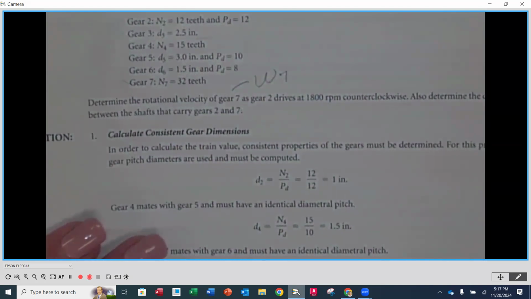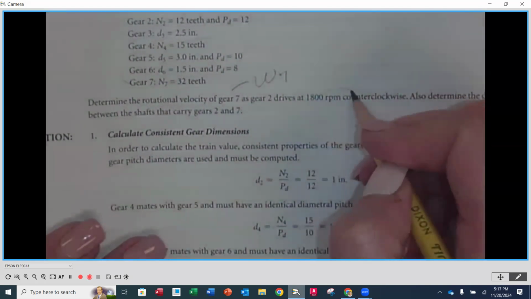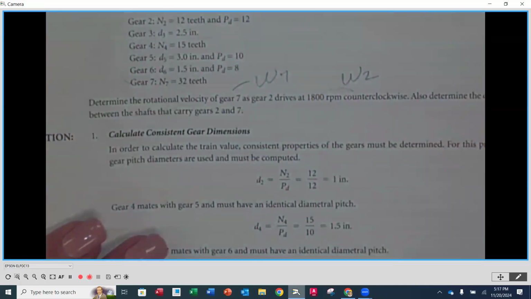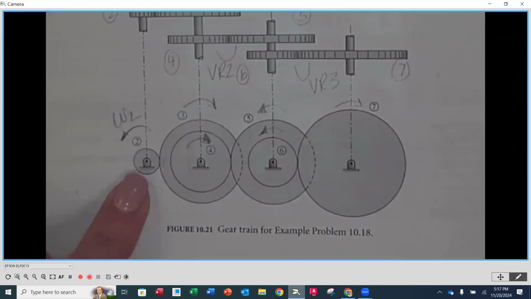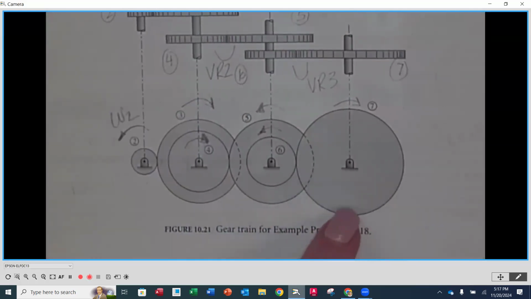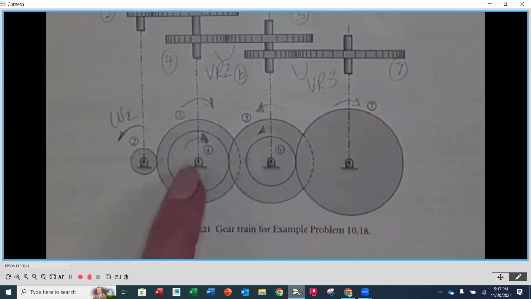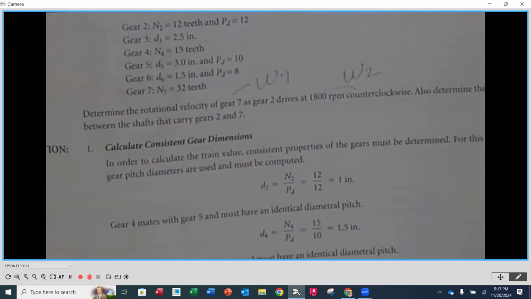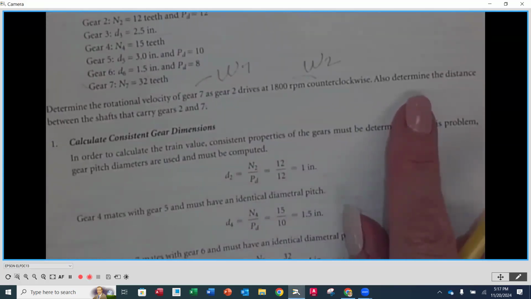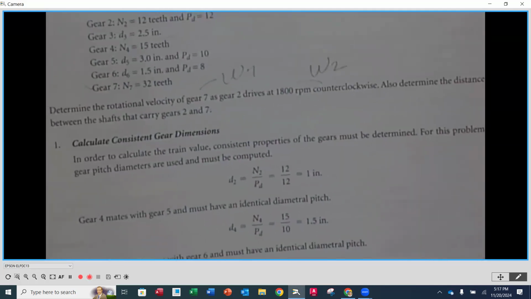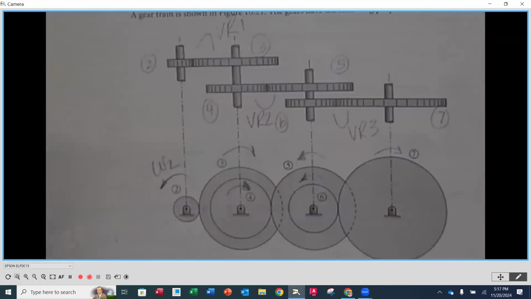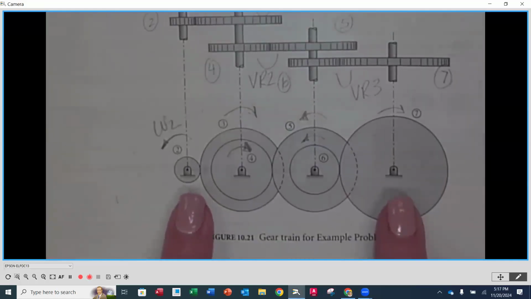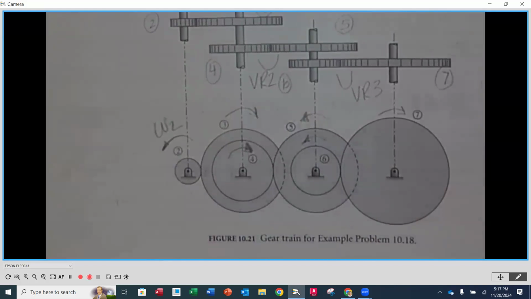As gear 2 drives at 1800 RPMs, so this is going to be our W2, counterclockwise. All right. So that's the first thing we want to do. So knowing that this is going at 1800 RPMs counterclockwise, how fast is this one going? They're not directly connected. So we've got to go through our train, if you would. And then the other thing that we want to determine in this example is the distance between the shafts, or the center distance between gear 2 and gear 7. So how far apart are these two centers? All right. So those two things, that's what we're going to find.